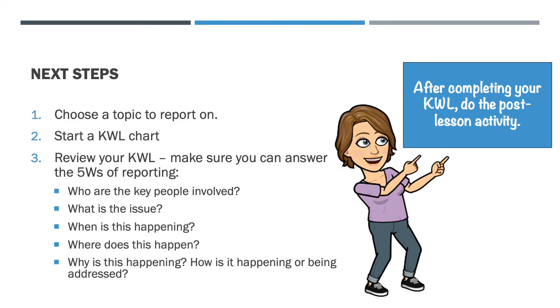Here are your next steps. Go through the strategy, choose a topic that you want to report on, start your KWL chart. Then as you're going through it, review it and make sure you can answer the 5 Ws of reporting. Not just the basics, but see if you can dig a little bit deeper. After completing your KWL, you'll do the post-lesson activity, which is just to turn in your KWL chart with your topic and the notes that you have.